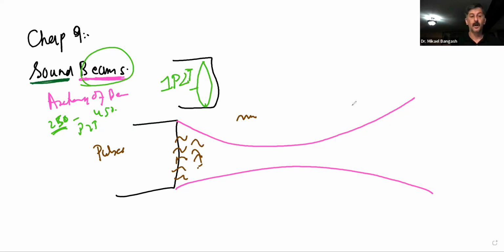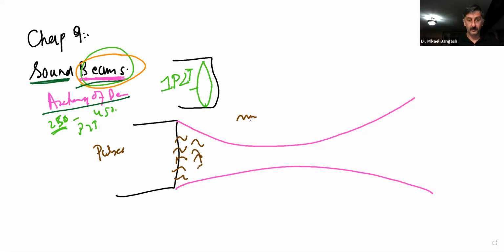Which is going to be the shape of your beam. We can also say that the reason they call it a beam is because it has similar characteristics to a beam of light, which is easy to see. But this chapter is going to emphasize things such as the anatomy of the beam. Okay. Anatomy of the beam.